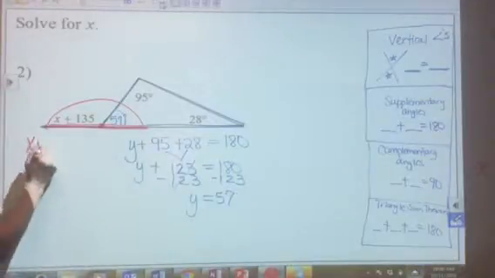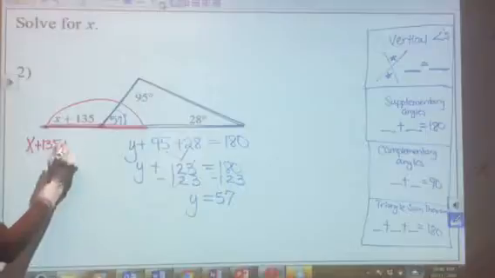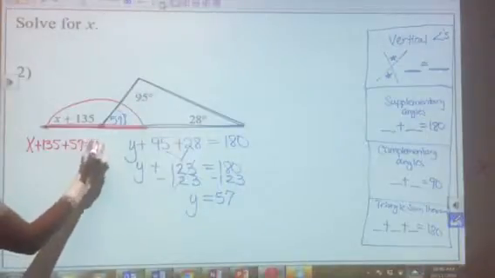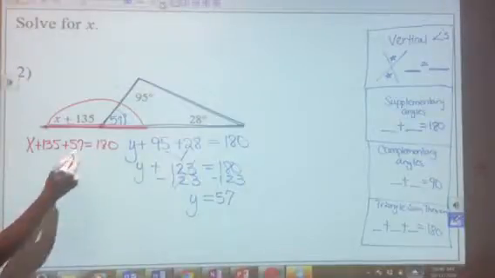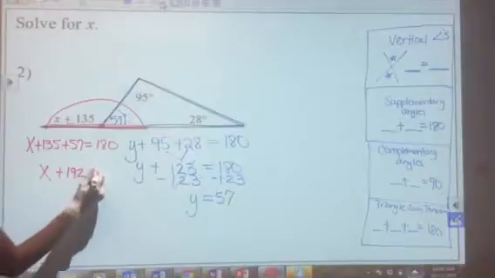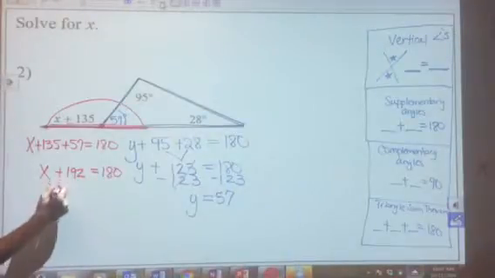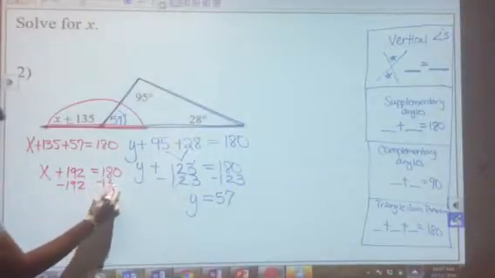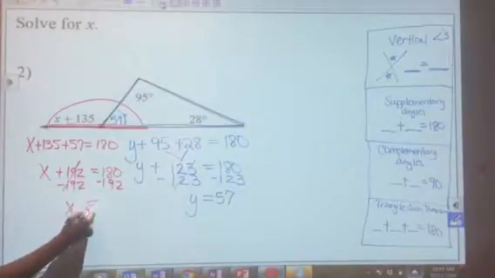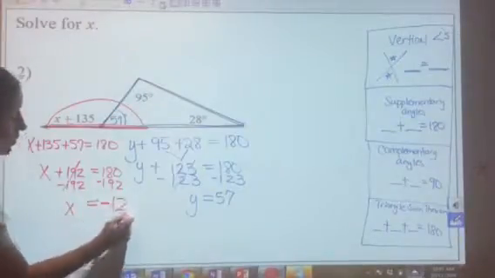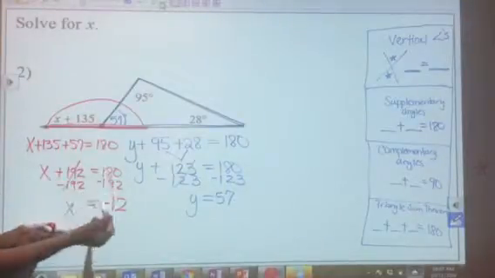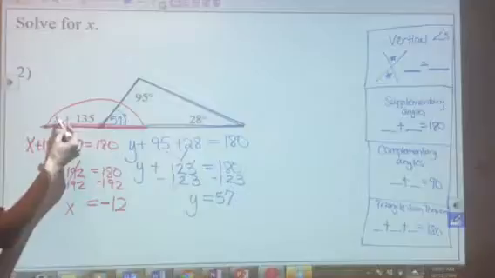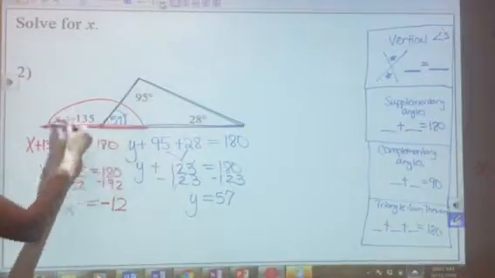So I would set up the equation x plus 135 plus 57 is equal to 180. Combine my like terms, 135 plus 57 is 192. Subtract my constant, and I'm left with x equals negative 12. Remember, x doesn't represent the angle measurement. X just represents the value that you would plug in to get the measurement of this angle.